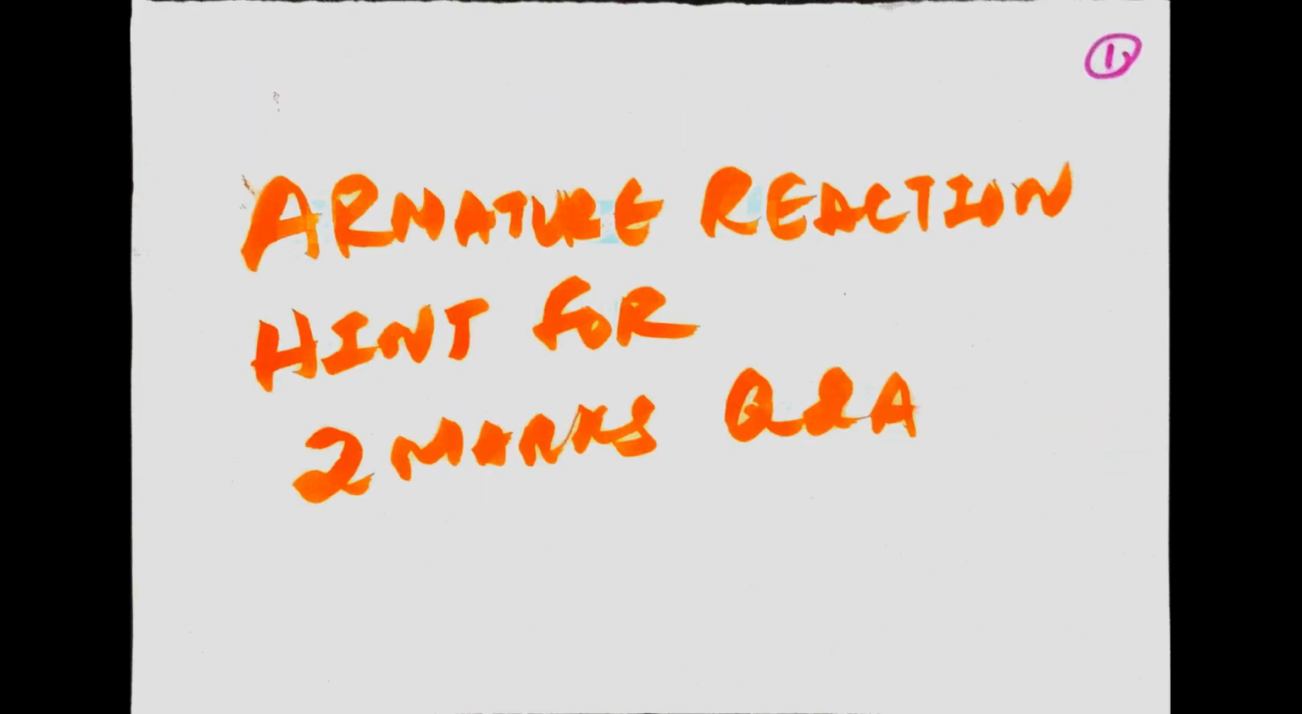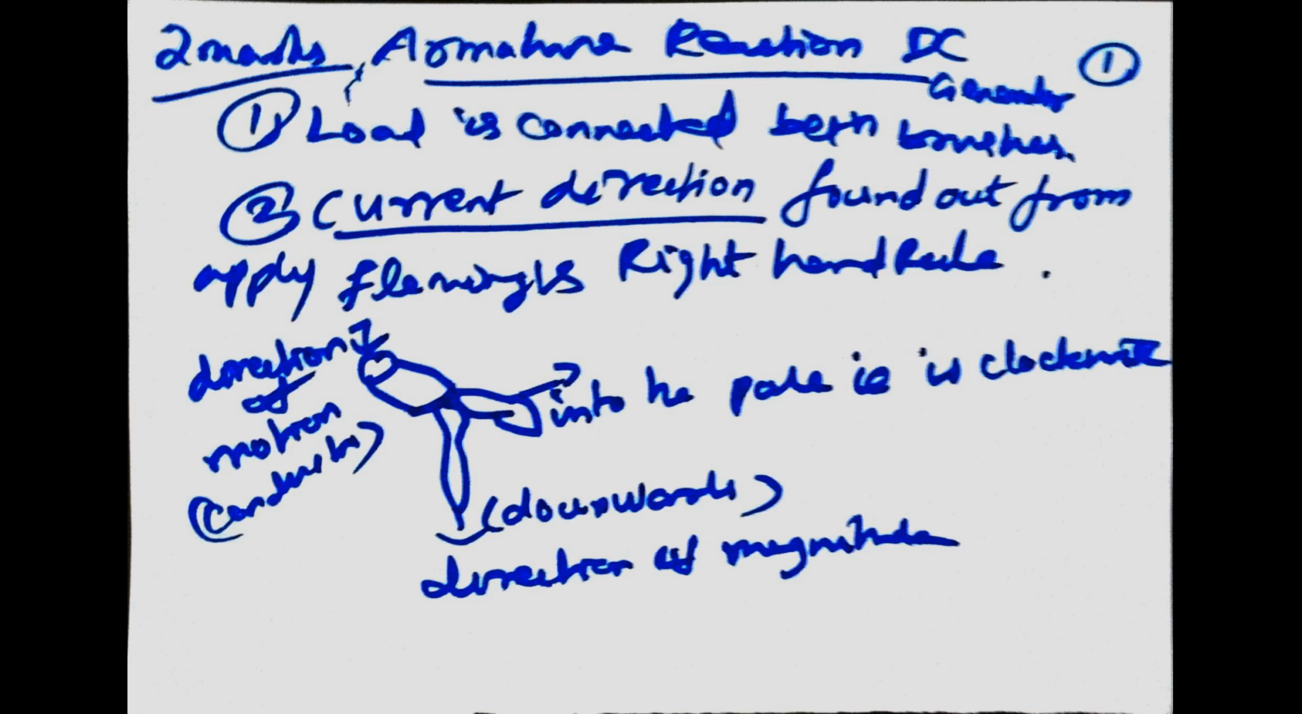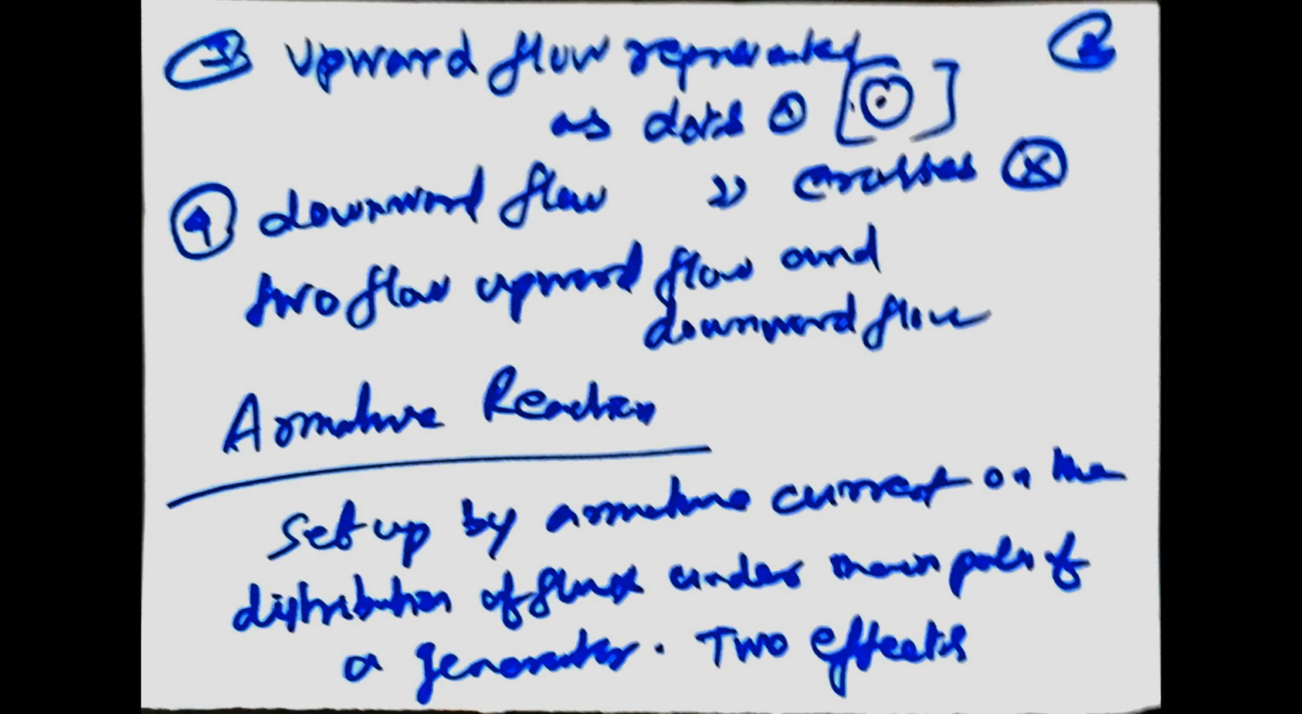Question and answer: armature reaction in a DC generator. A load is connected between the brushes. The current direction is found out by applying Fleming's right hand rule, as shown in the figure. The thumb is the direction of motion, the forefinger is the direction of the magnetic field, and the middle finger is the current direction, into the pole, that is clockwise. Upward flow is represented by dots and downward flow by crosses.